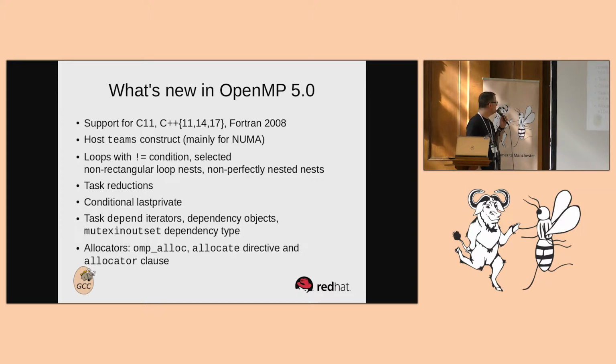Mutexinoutset is a variant of the inout where you basically allow multiple tasks, it's kind of a lock or mutex, so that tasks with the same dependency of this kind are guaranteed not to run concurrently, but otherwise the implementation can choose when it will schedule those tasks, and it can schedule them in any order, unlike out, where basically you are guaranteed to get them in the order they are seen by the library.